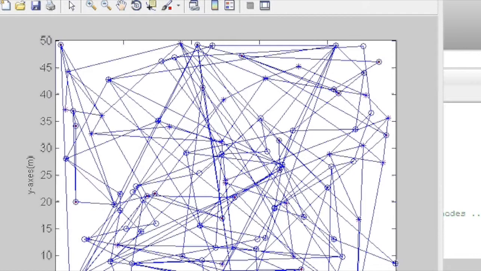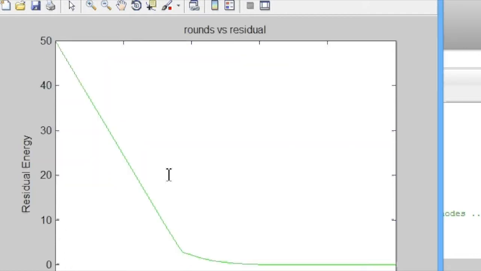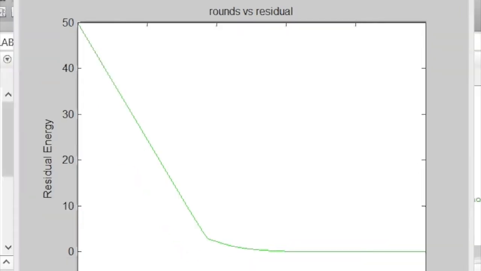Next we also see the residual energy versus the number of rounds graph for the multi-chain Pegasus protocol. We observe from this graph that the residual energy, which is the remaining energy, is initially 50 joules, which decreases consequently, and on reaching 2000 rounds it is nearly 0.